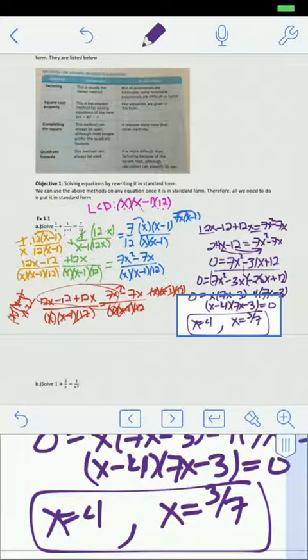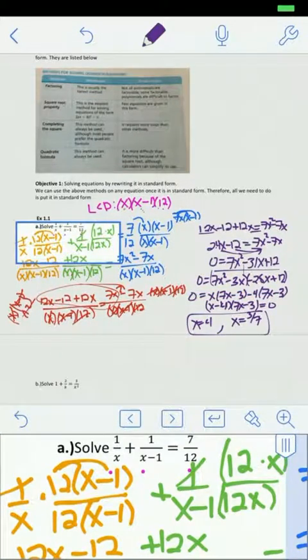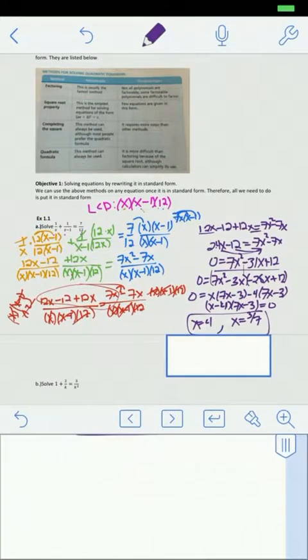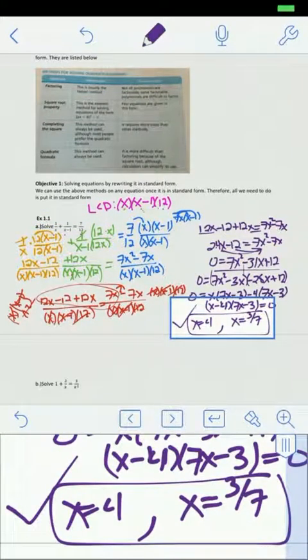But this is rational, so I've got to double check that both of them in fact work. Let's take a peek. 4 and 4 minus 1, neither one of those is going to give me a 0, that's good. 3/7 on the bottom, that's okay. 3/7 minus 1 is going to be a negative number, it's not going to be 0, so yep, no extraneous solutions, we are good. Alright.